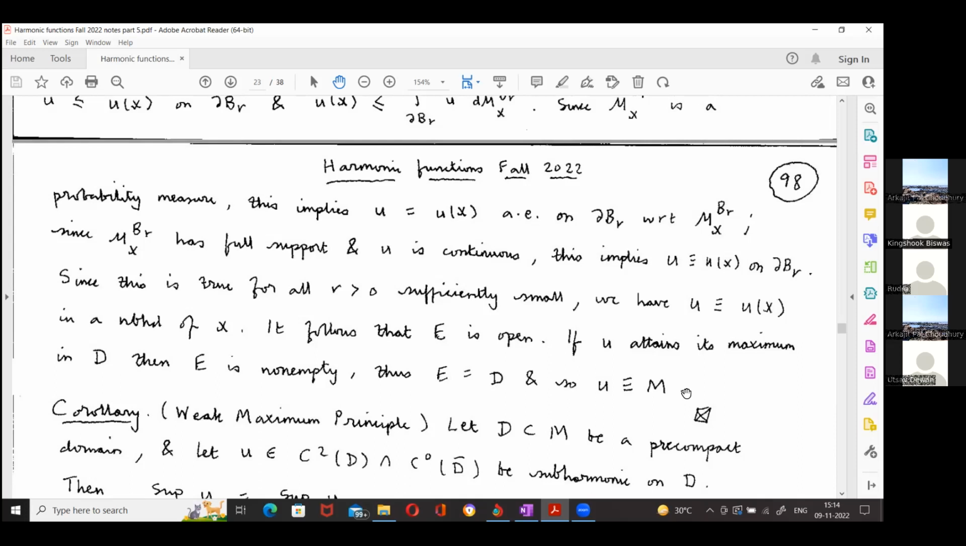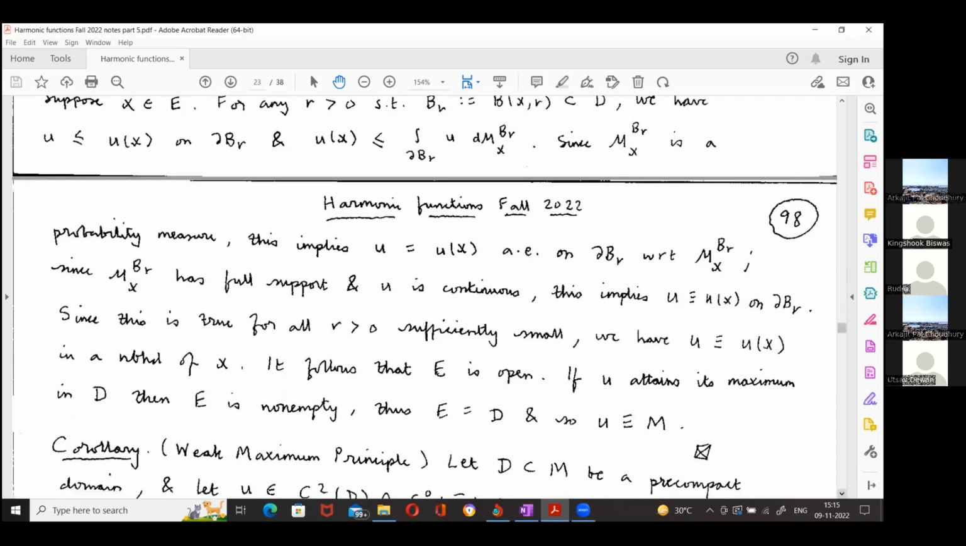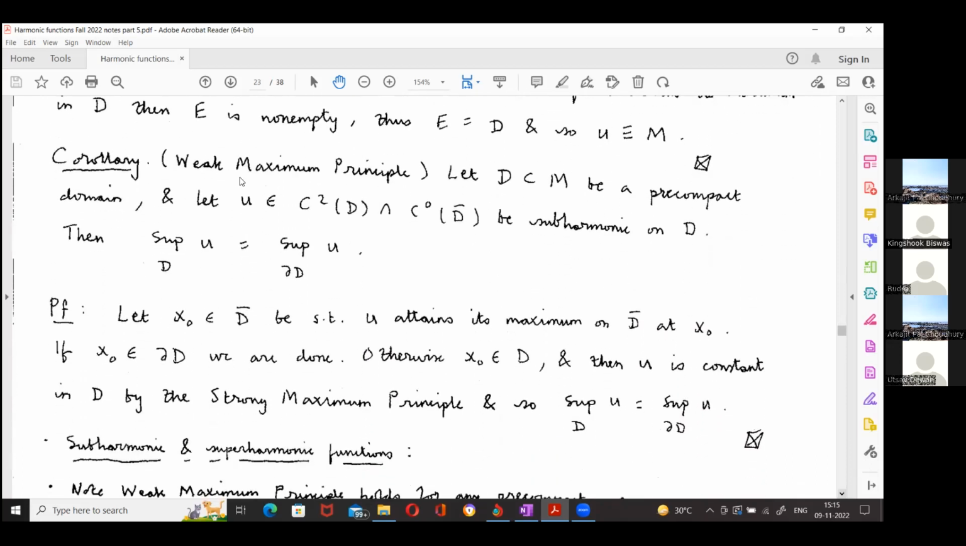Yeah. So it's just like the proof of the strong maximum principle in Rn, just that we used the submean value property with respect to harmonic measure instead of the usual submean value property in Rn, right? You just replace the Lebesgue measures on the spheres by harmonic measures, and then the same proof goes through. Okay. So that's the strong maximum principle. And as usual, the strong maximum principle implies the weak maximum principle.